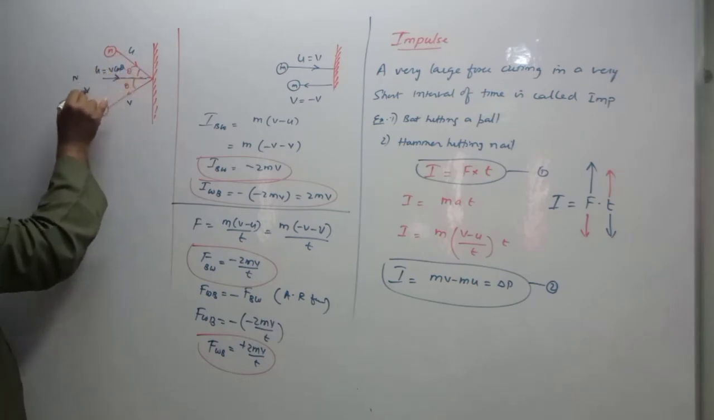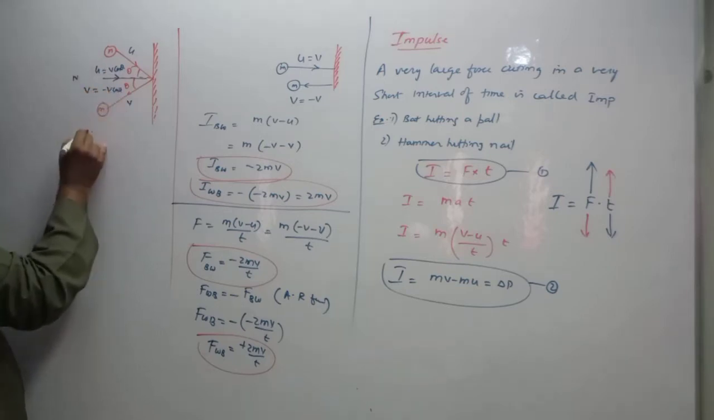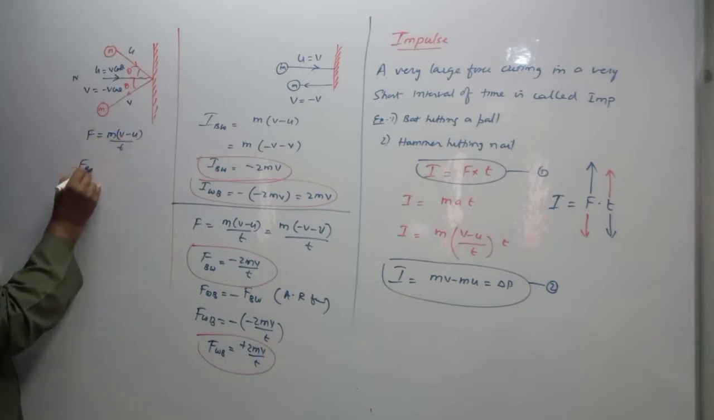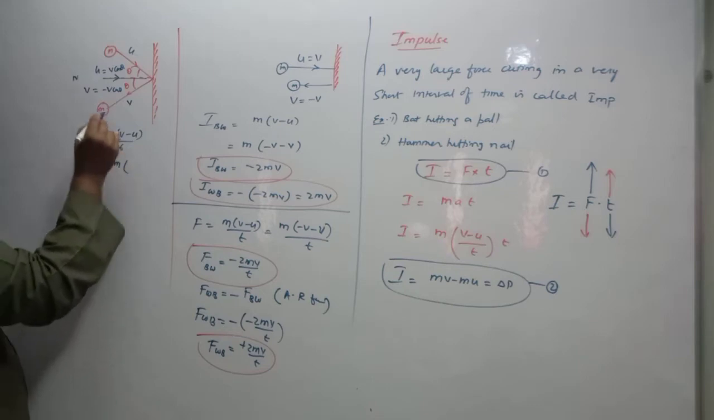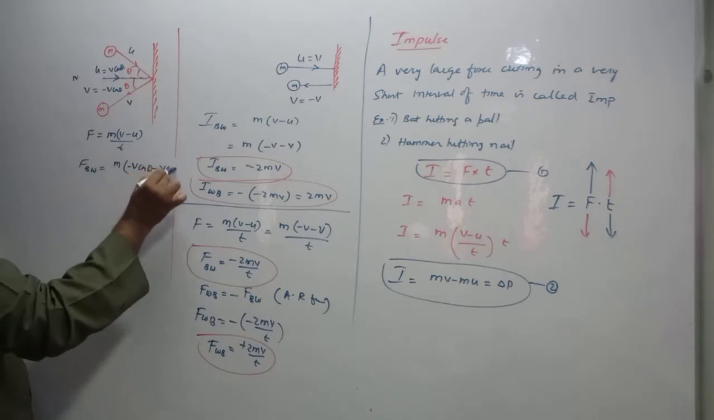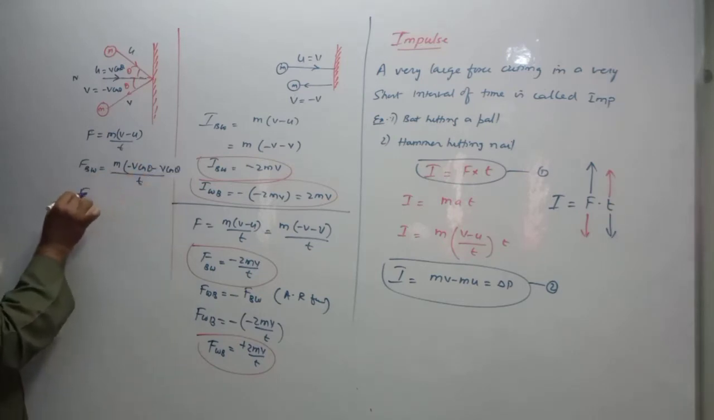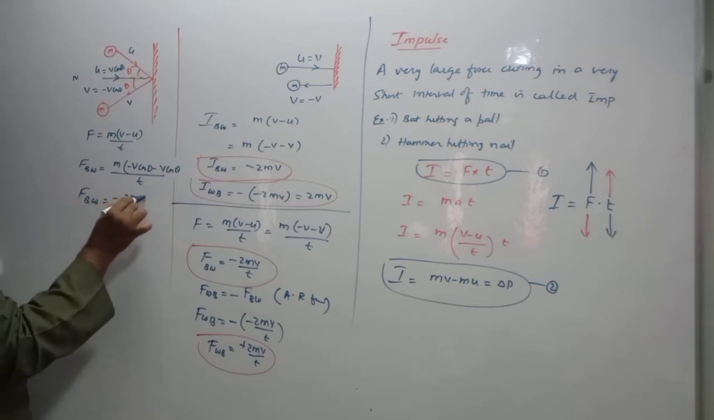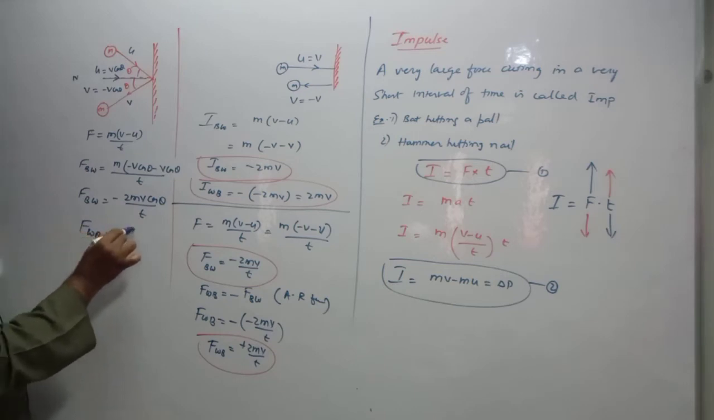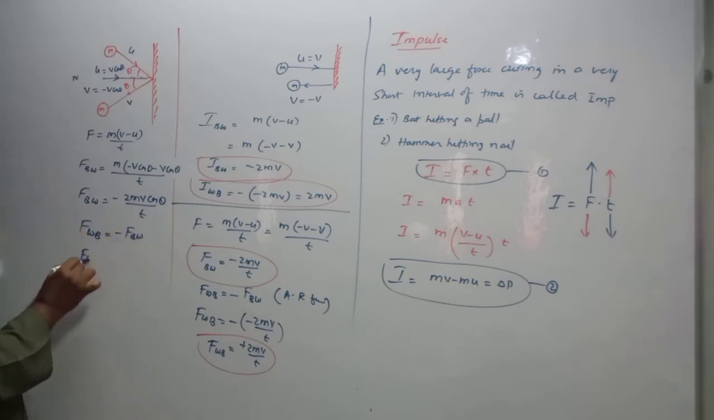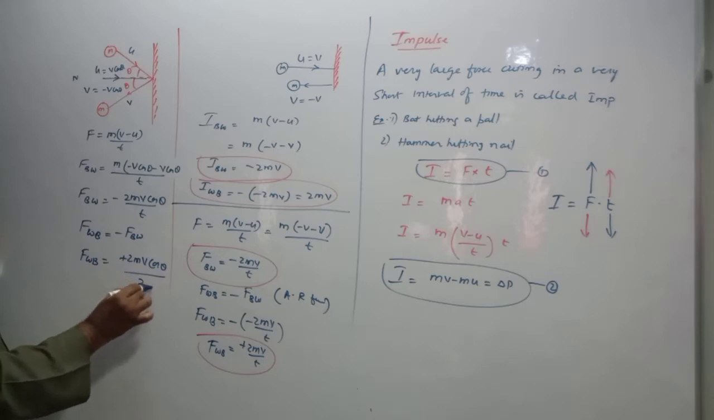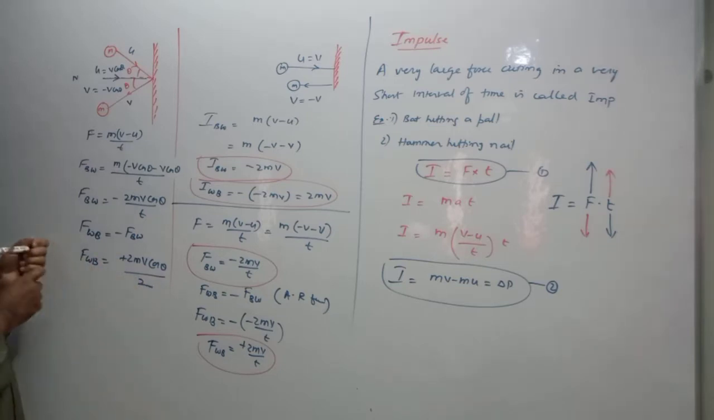u is equal to v cos theta, whereas v is equal to minus v cos theta, and F is equal to m into (v minus u) by t. So force of ball on the wall is equal to m into (minus v cos theta minus v cos theta) by t. Therefore, force of ball on the wall is equal to minus 2mv cos theta by t. Similarly, force of wall on the ball is going to be minus of force of ball on the wall. Therefore, force of wall on the ball is going to be plus 2mv cos theta by t. So these are the formulas which you have to remember here.